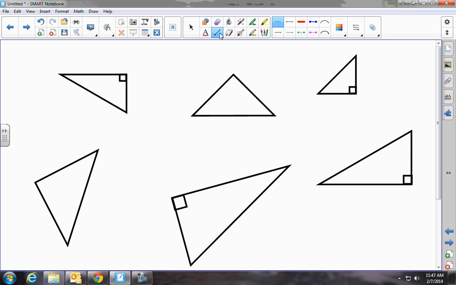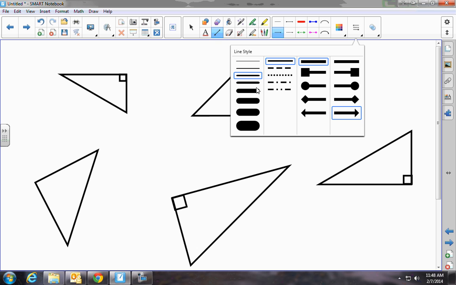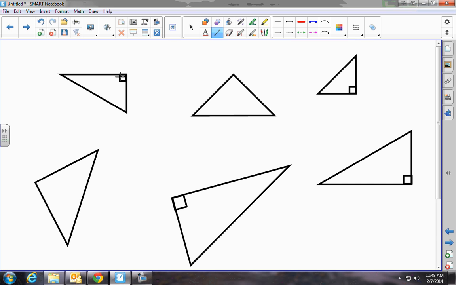Okay, here we've got several right triangles. Let's practice finding the hypotenuse. It's really simple. Start at the right angle. So let's start here, and we draw straight across from the right angle, and this side here is your hypotenuse.